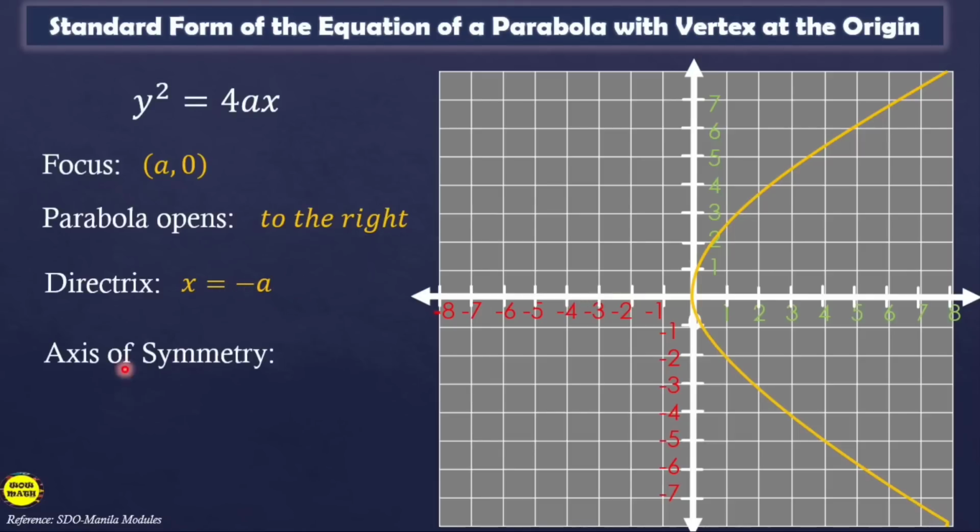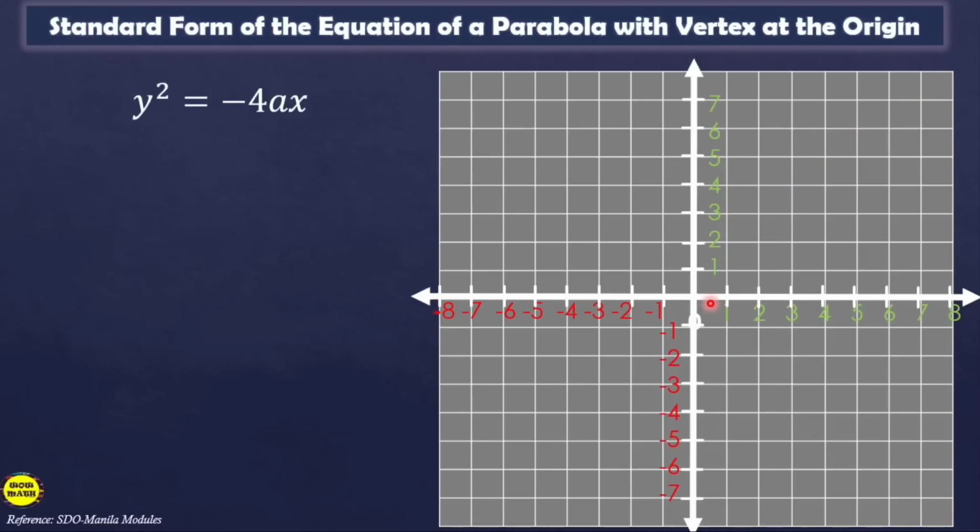And then, yung axis of symmetry natin, since yung graph natin opens to the right, ibig sabihin yung axis of symmetry natin dito, horizontal. Okay? Horizontal dito yung axis of symmetry. Next, y squared is equal to negative 4ax.